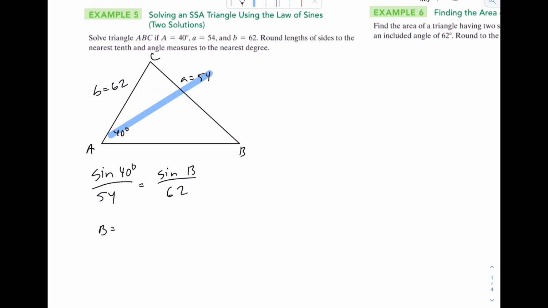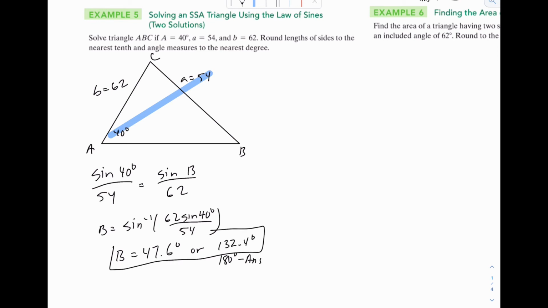So B should be sine inverse of 62 sine 40 over 54. Plug that in your calculator and you're going to get 47.6 degrees. Don't forget to do the 180 minus your answer, and that will give you 132.4 degrees. So I'll highlight those.